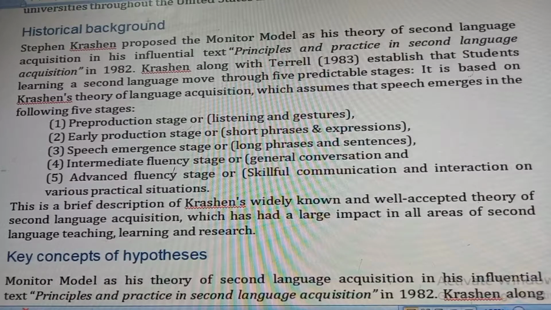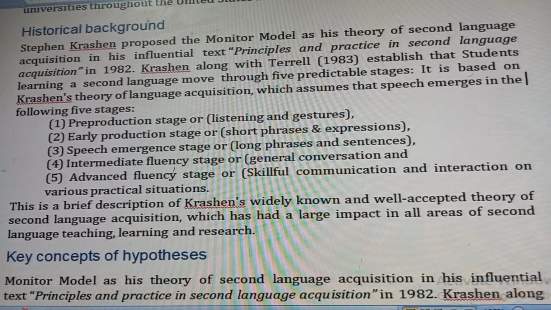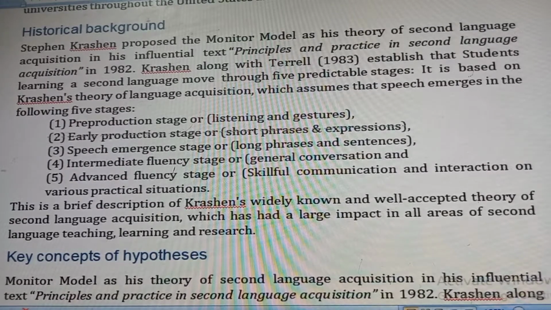Number 1. Pre-production stage, or listening and gesture. 2. Early production stage, or short phrases and expressions. 3. Speech emergence stage, or long phrases and sentences. 4. Intermediate fluency stage, or general conversation, and 5. Advanced fluency stage, or skillful communication and interaction in various practical situations.